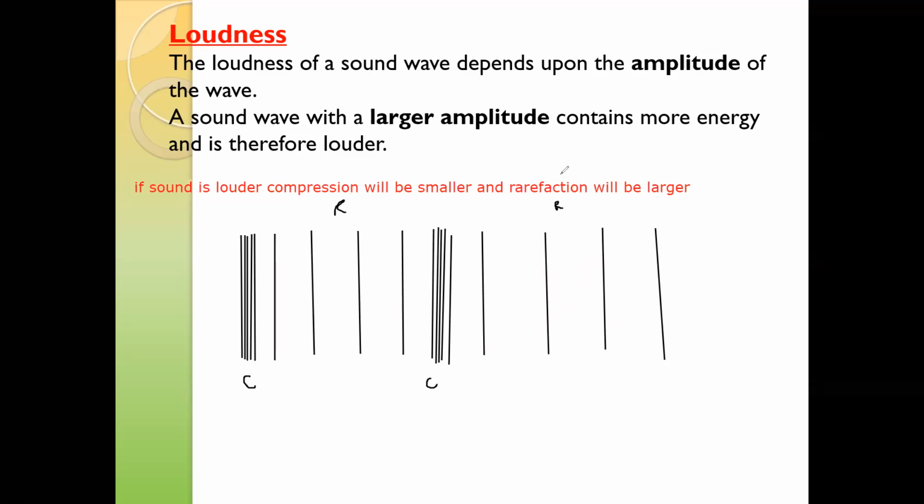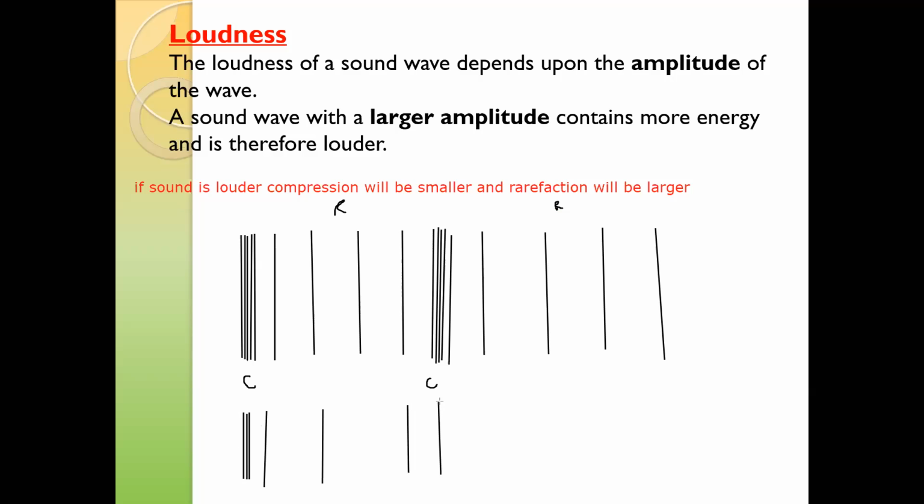So if we say a sound is louder, what is the meaning of a louder sound in terms of compression and rarefaction? Like when a person, for example, is shouting, what happens to the compression? The compression will come much closer to each other, meaning the region, the particles will be very close to each other. And in a rarefaction, the particles will be away from each other.